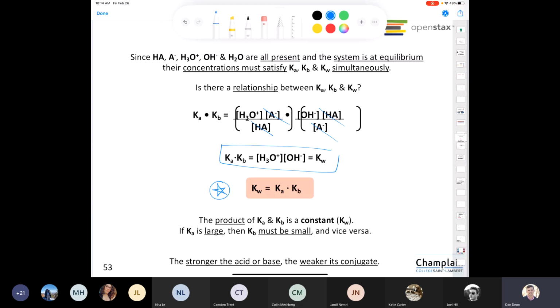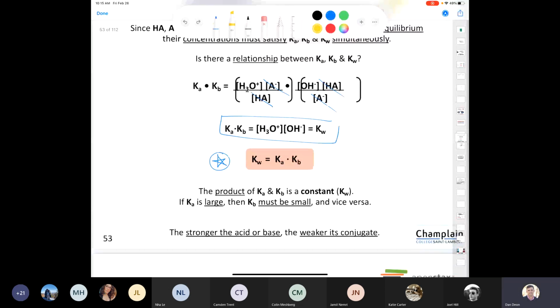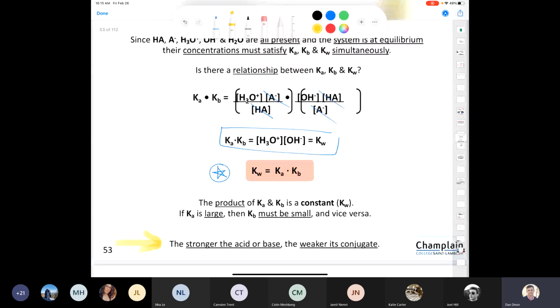But that's a pretty interesting relationship, right? We spent a lot of time talking about Ka, talking about Kbs, okay? And now we know that the product is going to be equal to Kw. Well, since the product of the Ka and the Kb is equal to Kw, that tells us that if Ka is a really big number, Kb must be a small number. If Kb is a really big number, Ka must be a small number, right? We know that. That goes right back to what we talked about today. See, it's like an episode of Seinfeld, right? Everything comes together in the end. The stronger the acid, the weaker its conjugate base. The stronger the base, the weaker its conjugate acid, right?